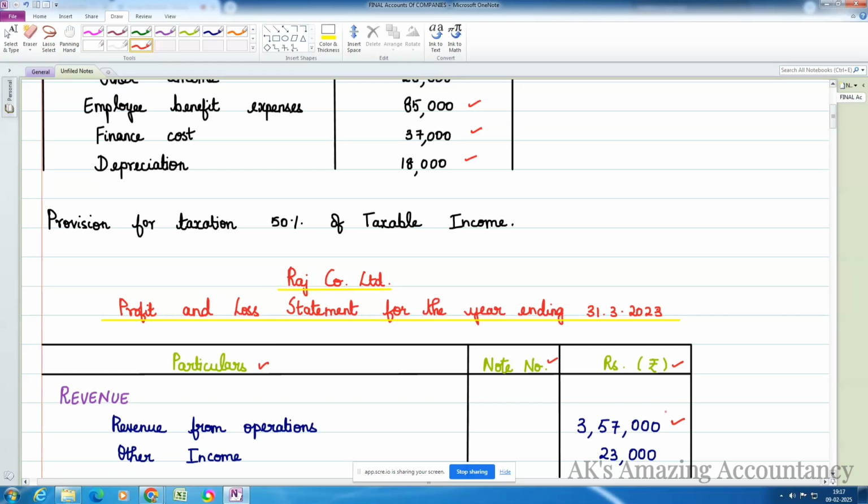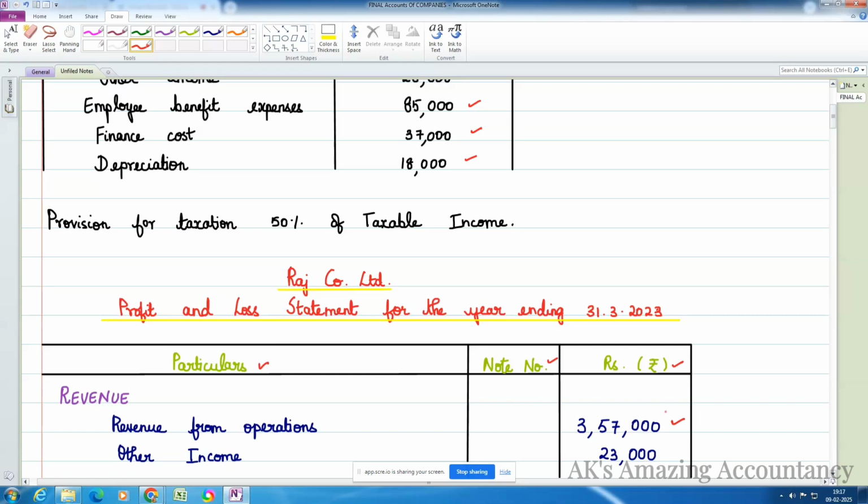So if you want to have a better understanding of the format, kindly watch my previous videos relating to this chapter, in which I have very clearly explained the format relating to the profit and loss account and the format relating to the balance sheet. I will be sharing the links for those videos in this video also.